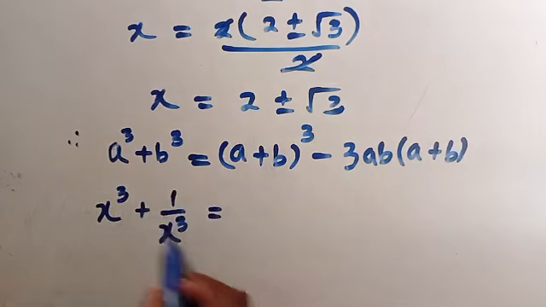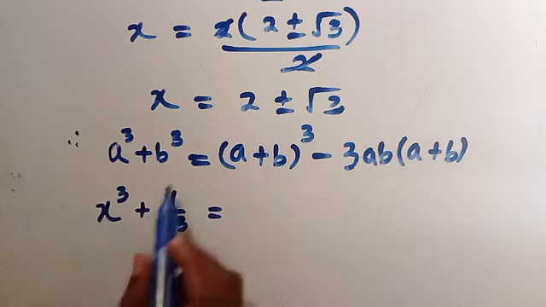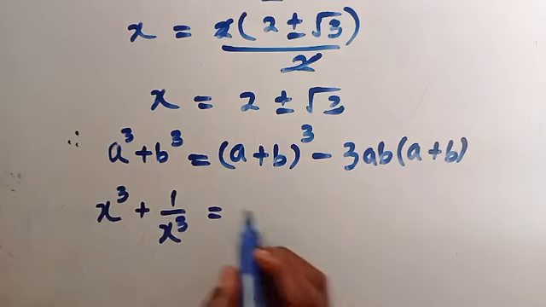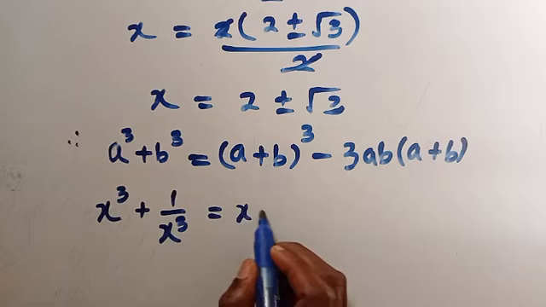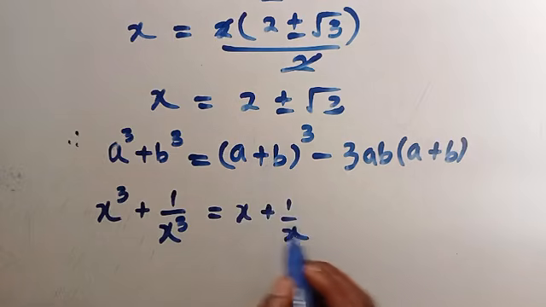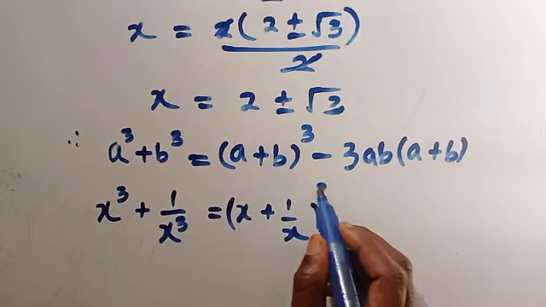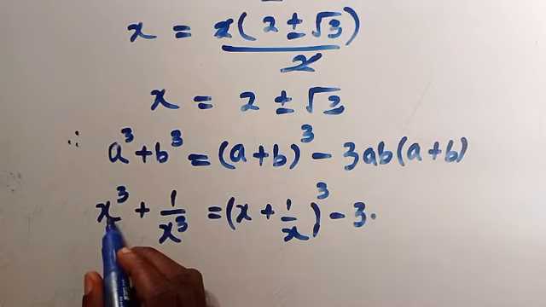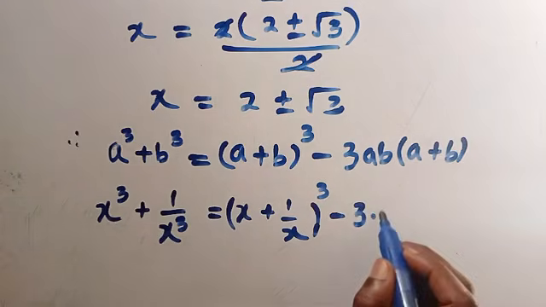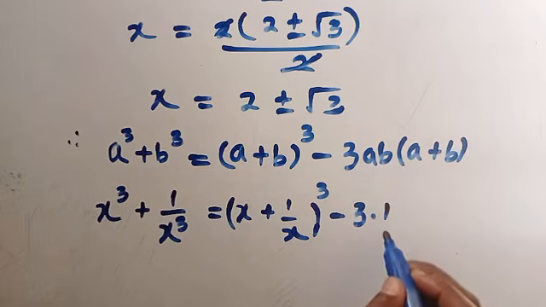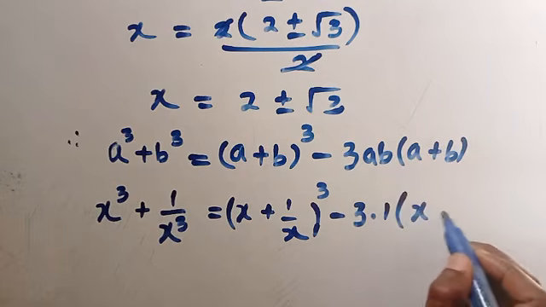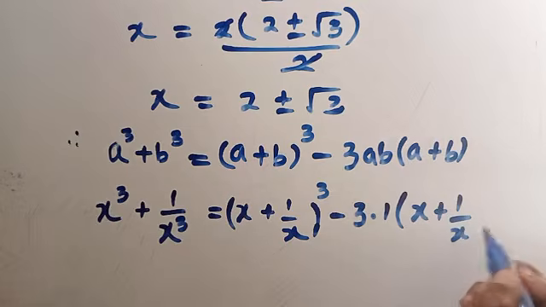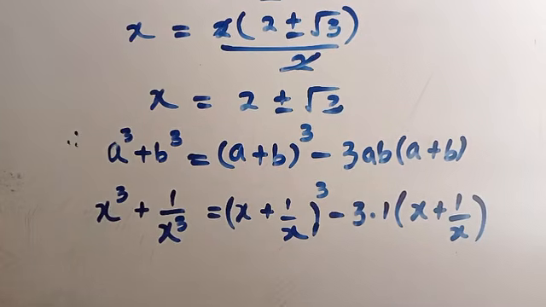If you try to compare this together, let's say a is x and b is 1 over x. We are going to have (x + 1/x) all raised to power of 3 minus 3 multiplied by a, which is x, multiplied by b, 1 over x, everything gives us 1, into bracket of x plus 1 divided by x. So therefore, we are going to resubstitute now.